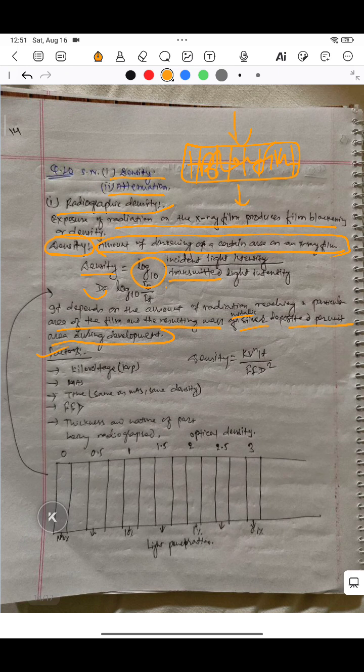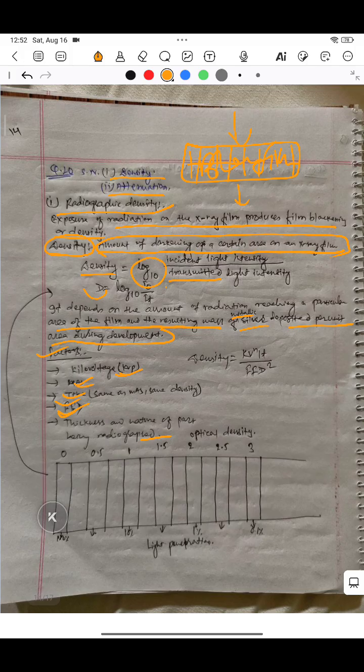What are the factors? The factors are kilovoltage potential, milliampere-second, time, film focal distance (FFD), and thickness and nature of the part being radiographed.